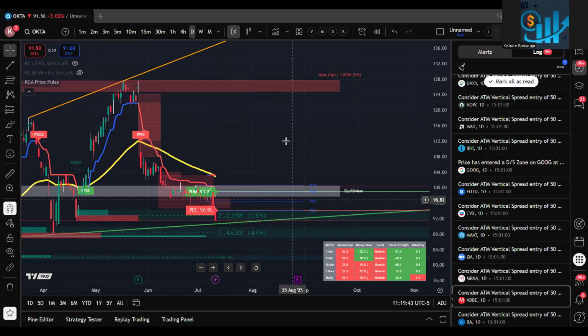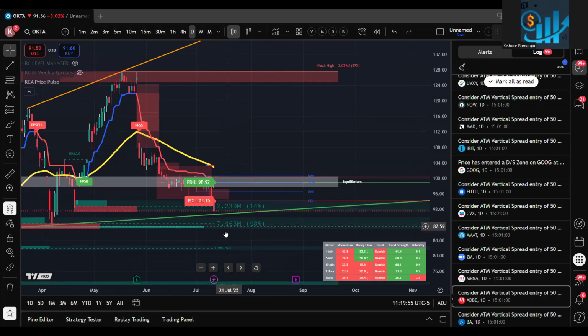So you want to follow the market makers. You want to follow the big whales who will win 90% of the time. So this price pulse is our number one indicator, which will help you to know where the big companies are buying and where they are selling. Based on that, we can take the trades.